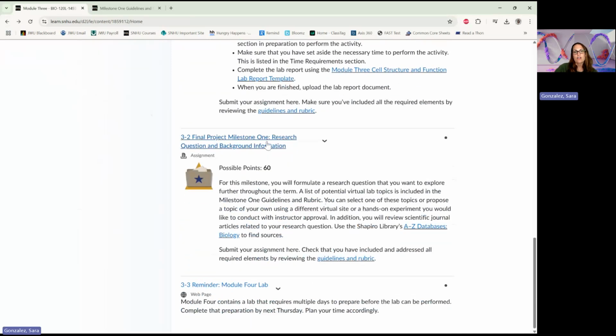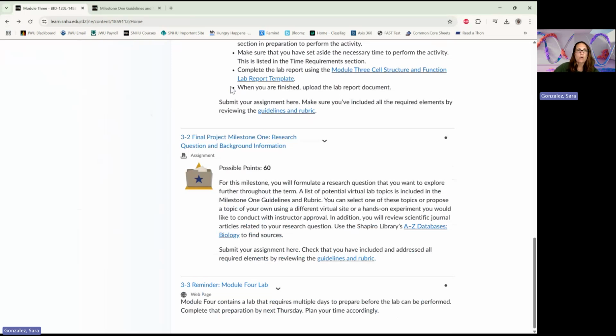For your final project, you have a milestone 1 that's due this week. You're going to be looking at the research question. Here you're going to formulate a research question that you want to explore in this term. There are some virtual lab topics, so click on this link here to take a look. Or if you want to do something on your own, make sure you submit that for approval, and make sure it goes along with the course. So you can select one of the topics or propose a topic of your own. You're basically going to formulate the question and do a little bit of background research on it.